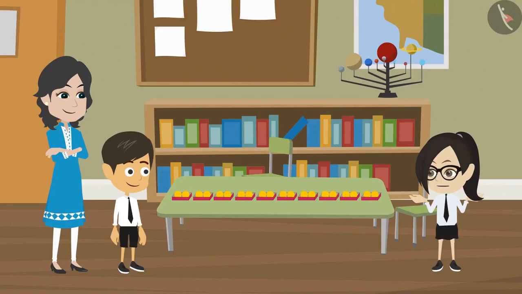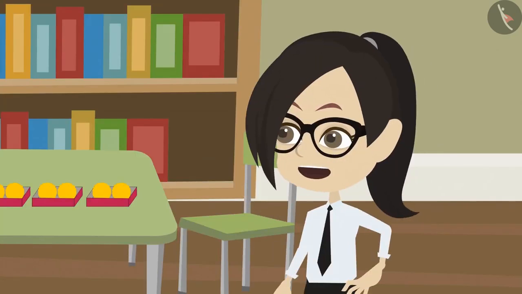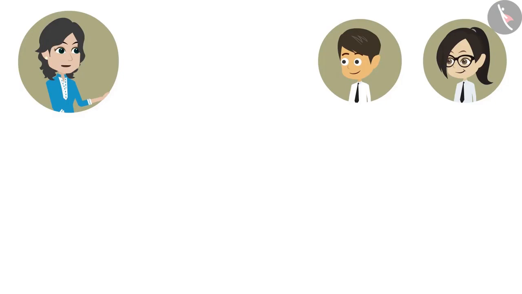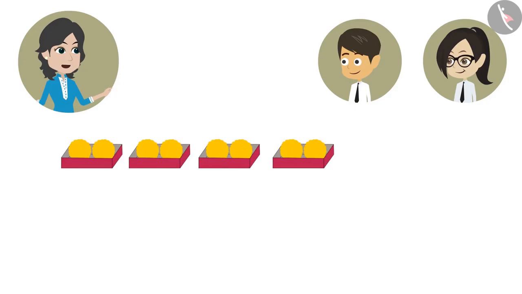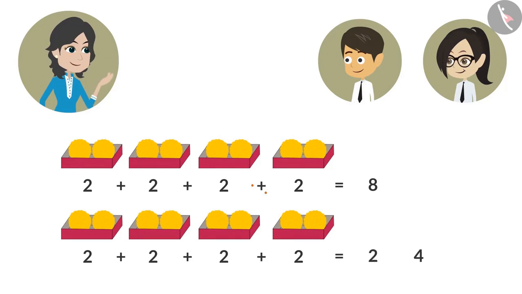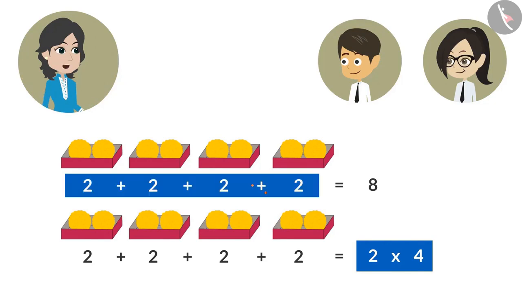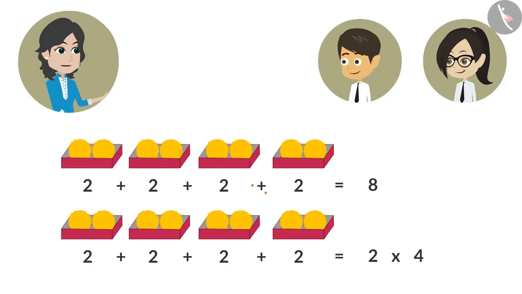So I got to know that there are 20 laddus in 10 boxes. But why did you multiply? We are adding them together to find the total number of laddus. See, Vandana, to know the number of laddus in 4 boxes, you have added 2 4 times. Instead of this, you can multiply 2 by 4. Multiplying 2 4 times means adding 2 4 times. That is why both answers are the same, which is 8.